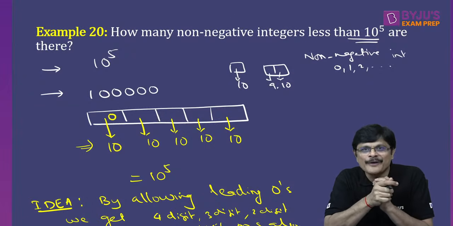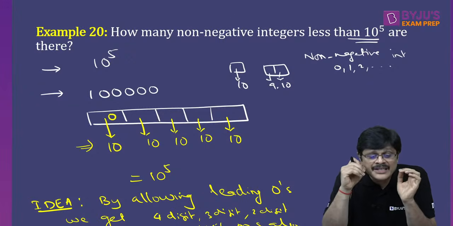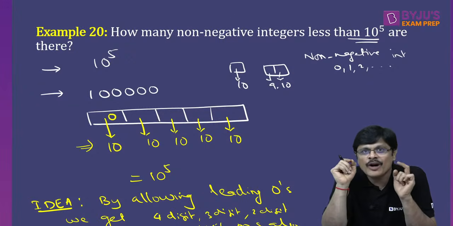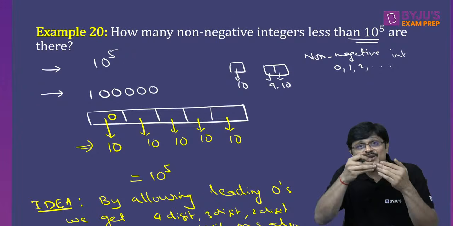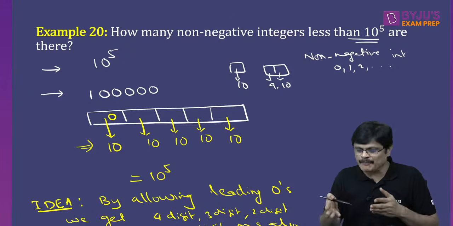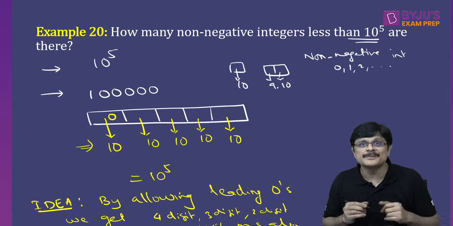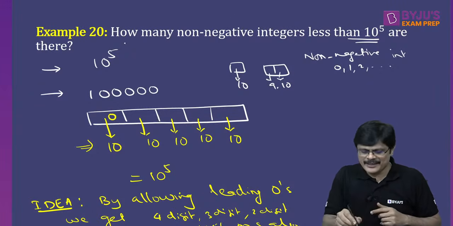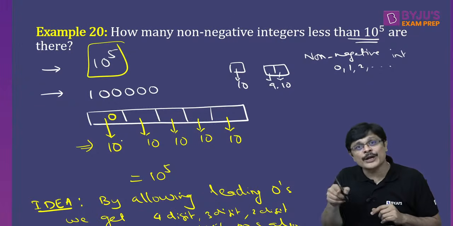I don't have to wait. See, what Akash did is correct. That is not wrong. That requires considering all the 5 digit numbers. Suppose I say 10 power 100 instead of 10 power 5. With this idea I directly give the answer. But with this also I can answer directly, sir.